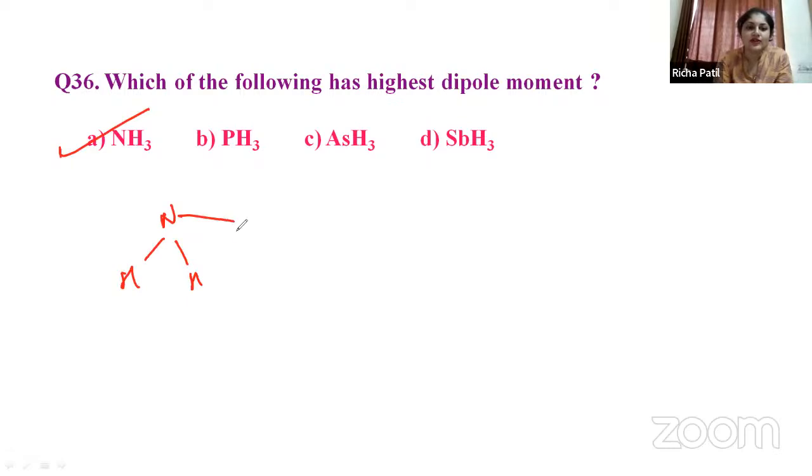What is the reason? In ammonia, all the dipole moments add up. Nitrogen is more electronegative, so they add up to give a resultant vector in the same direction. So ammonia has the highest dipole moment, which is due to the high electronegativity of nitrogen. All the charges add up on nitrogen, and thus the dipole moment will be more. So the answer is A.